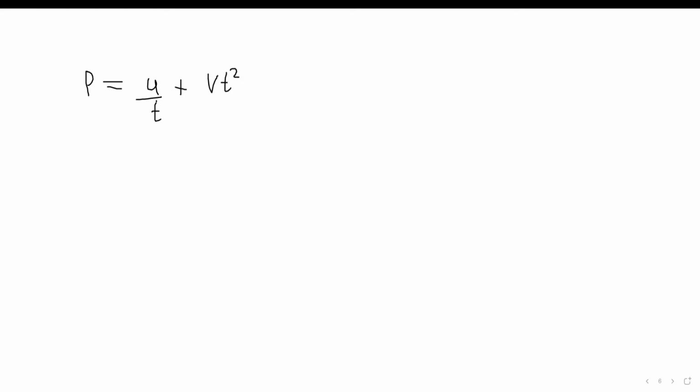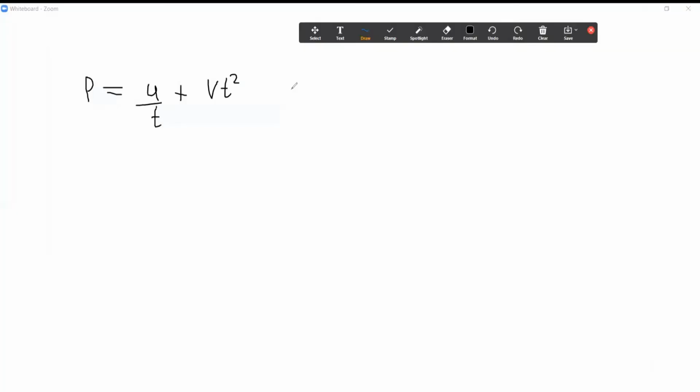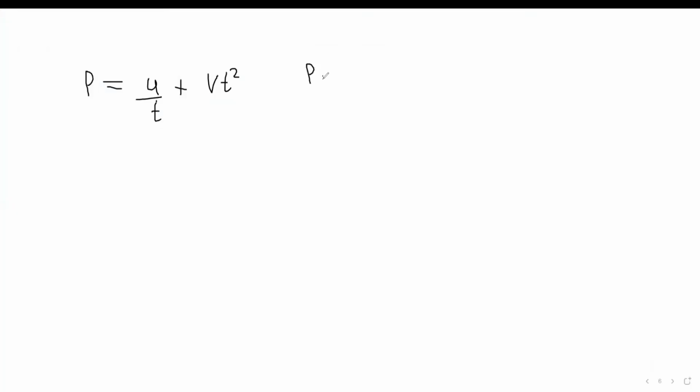All right, and then now what it says is U and V are constants. It says, given that P equals -1 when T equals 1, let's write that down. So P is equal to -1, and that happens when T equals 1. That's one bit of information.